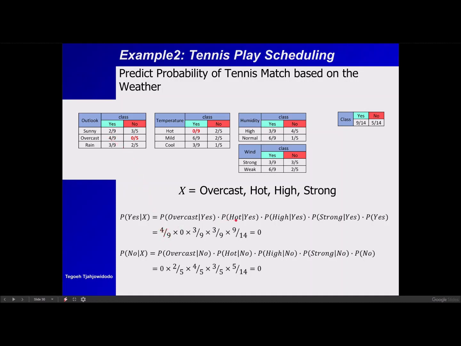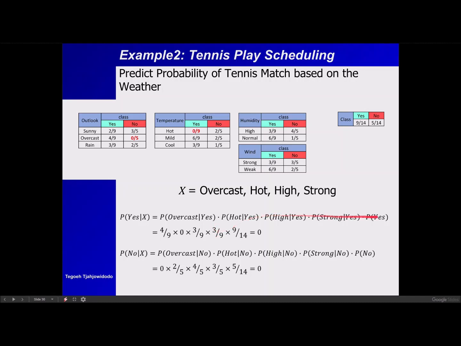And then the probability of hot given it is yes: it is hot, so it's 0. I put 0 here. The probability that humidity is high, given it is yes, is 3/9. I put it here. And then the probability of the wind being strong, given it is yes, is also 3/9.